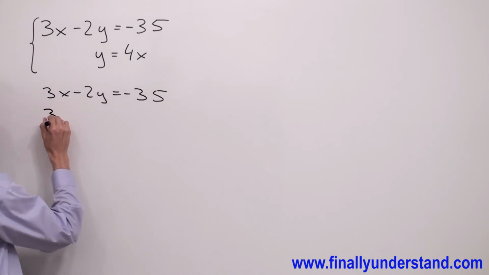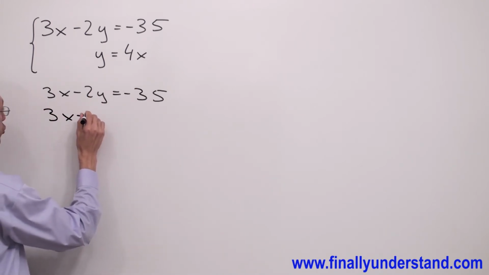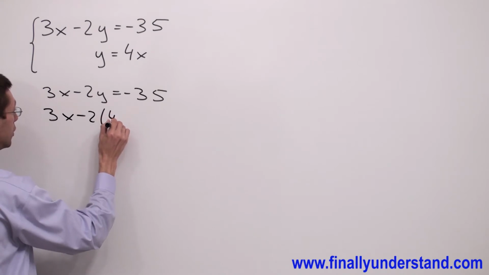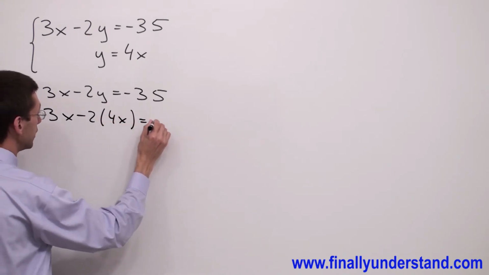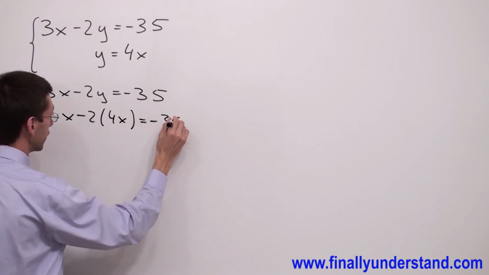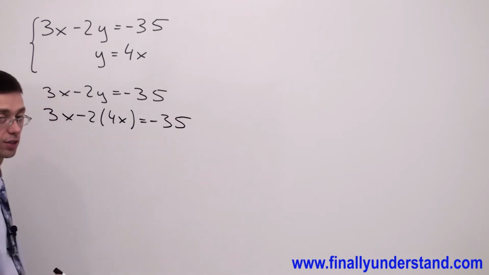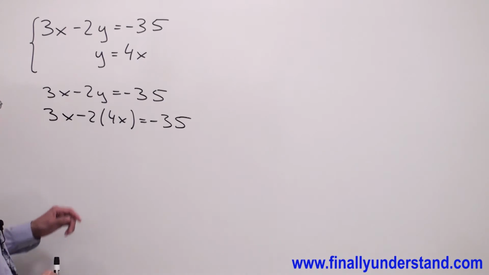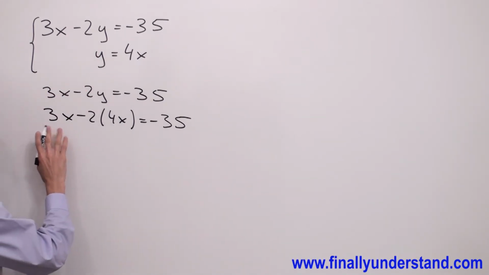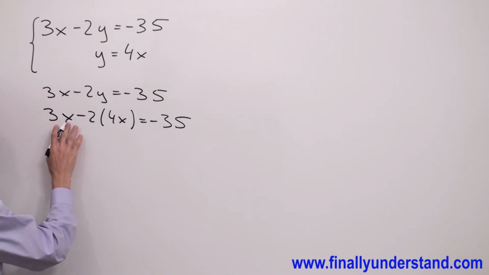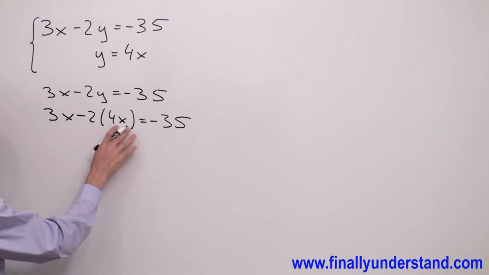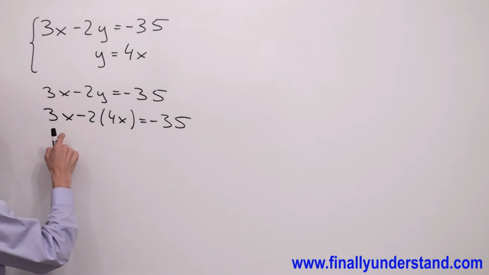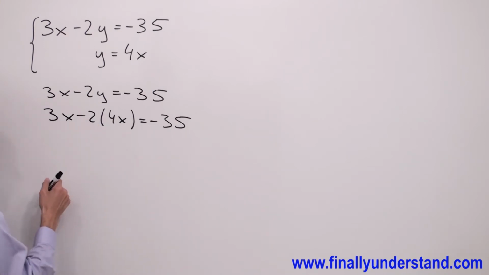I have 3x minus 2 times 4x is equal to negative 35. Please notice that we eliminate one of the variables. We eliminate y. So right now I have an equation with only one variable. So I'm supposed to solve this equation for my variable. In this case, this is x.